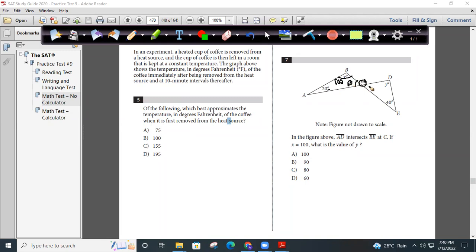So this should be 60. This also should be 60. 60 plus 40 is 100. So Y should be 80. So C for Chennai should be your answer.